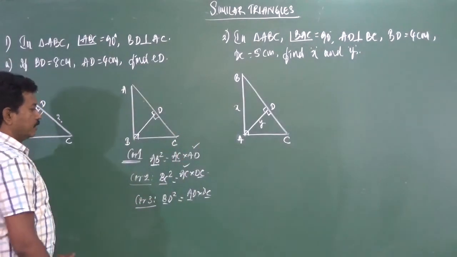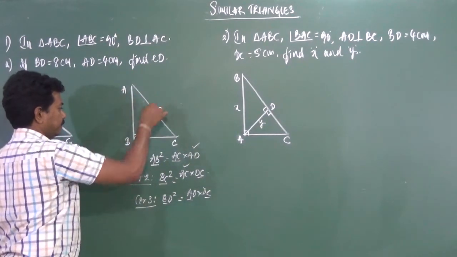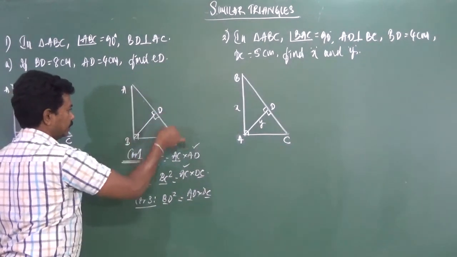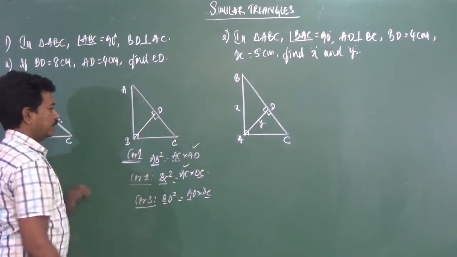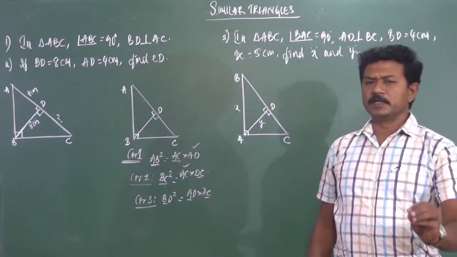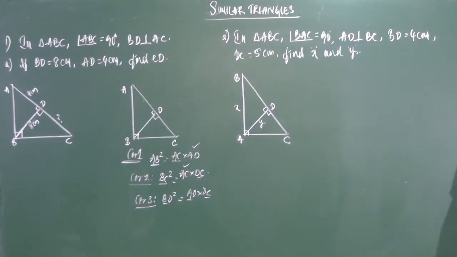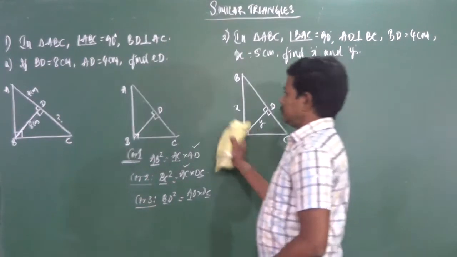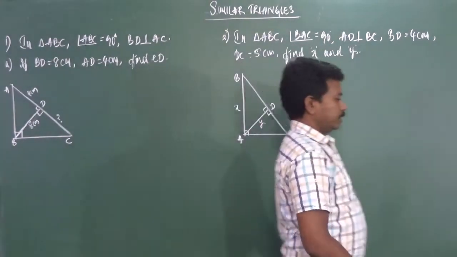I hope you remember, you can recall this. Once again, AB square is equal to AC into AD, BC square is equal to AC into DC, BD square is equal to AD into DC. With this knowledge, we will get into very small numericals which may appear in your examination for 1 mark. So we have 2 problems ready on the board. We will go with them.